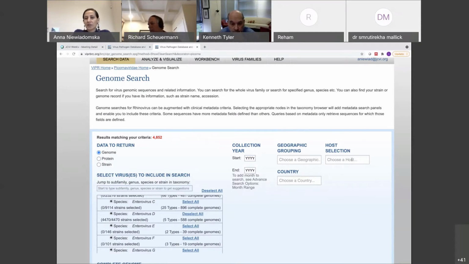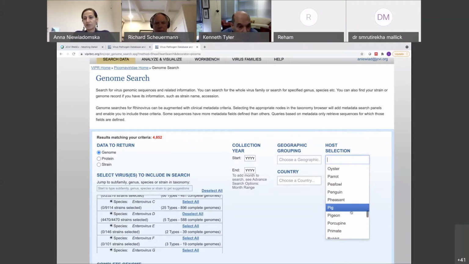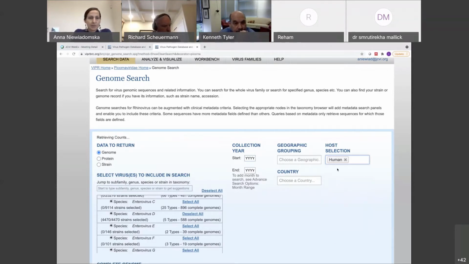And we standardize also the host metadata so that, let's say, for example, a virus was uploaded as swine and one was uploaded as pig and one was uploaded as porcine. You would be able to find all of those underneath the common name of pig, for example. And so we curate those and standardize them so that it's all easy to find. And you don't have to deal with parsing through the scientific name and the common name.